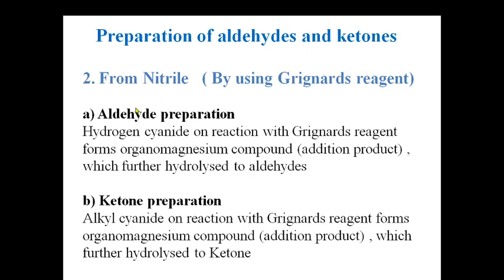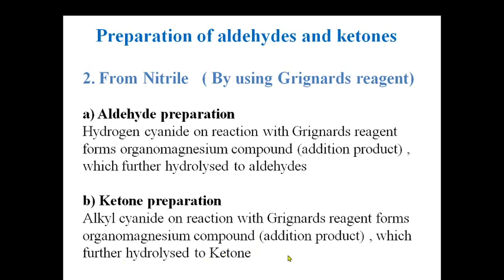Now let's prepare aldehydes and ketones from nitriles. It requires a very important reagent, that's the Grignard reagent. For aldehyde preparation, that Grignard reagent you have to react with hydrogen cyanide to form an organomagnesium compound, which is further hydrolyzed to aldehydes. For ketones, instead of hydrogen cyanide, you have to take alkyl cyanides, and that will also give you the final product ketone. The reaction will be the same. Alkyl cyanides react with Grignard reagent, form an organomagnesium compound which is further hydrolyzed to ketone.